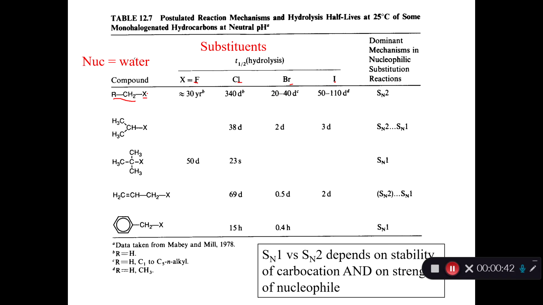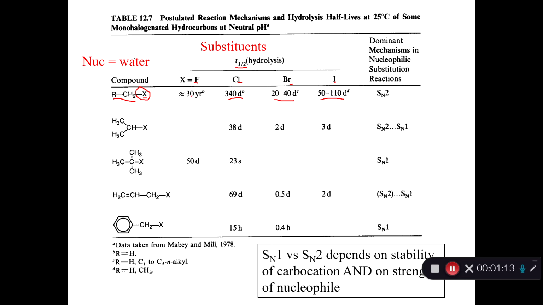So if you have a primary halide, where the halogen is at the end of the carbon chain, and iodide is your leaving group, the half-life of hydrolysis is 50 to 110 days, so a few months. If bromide is the leaving group, then you're looking at about a month. If chloride is your leaving group, you're looking at about a year, so about an order of magnitude slower than if bromide is your leaving group.